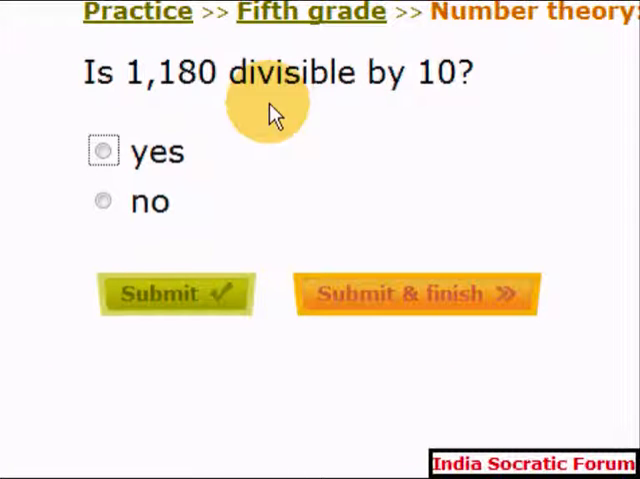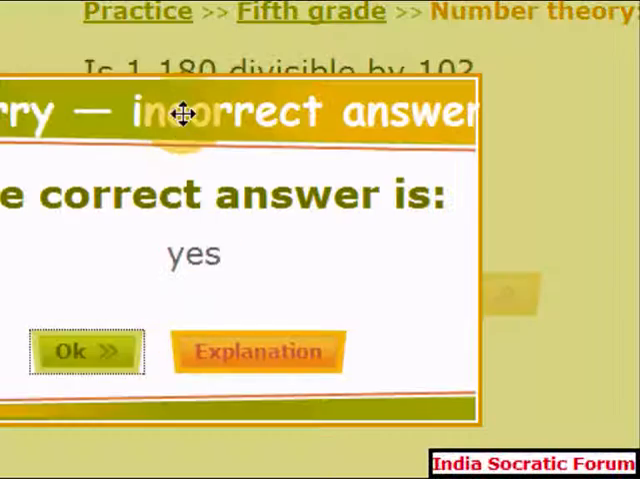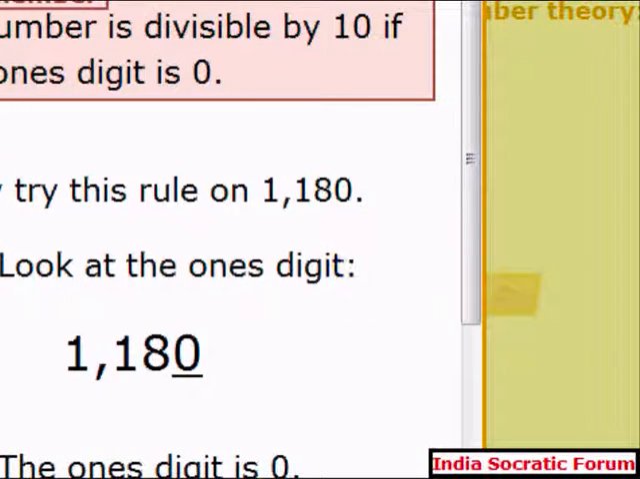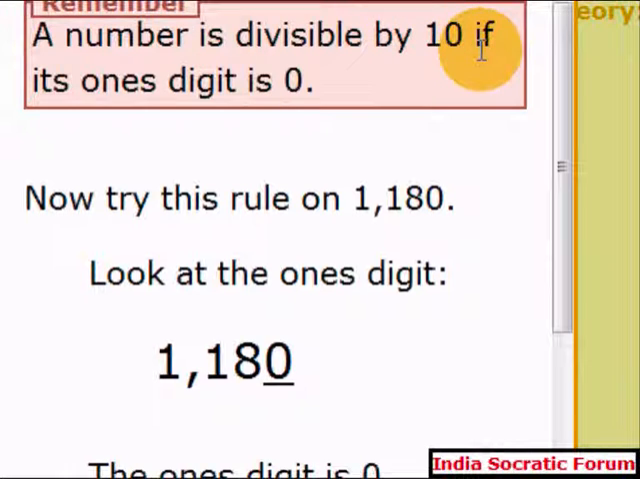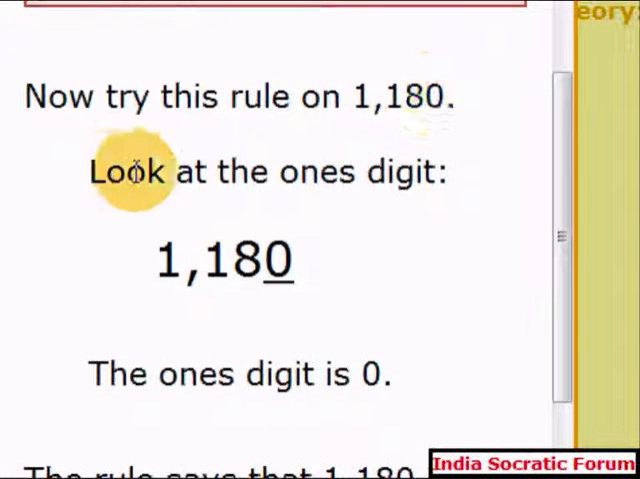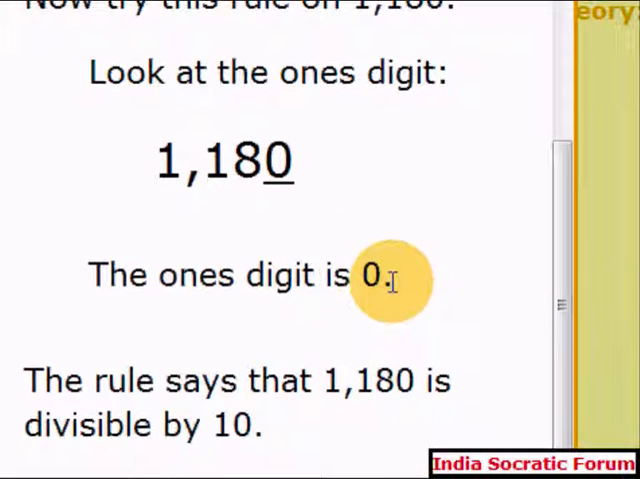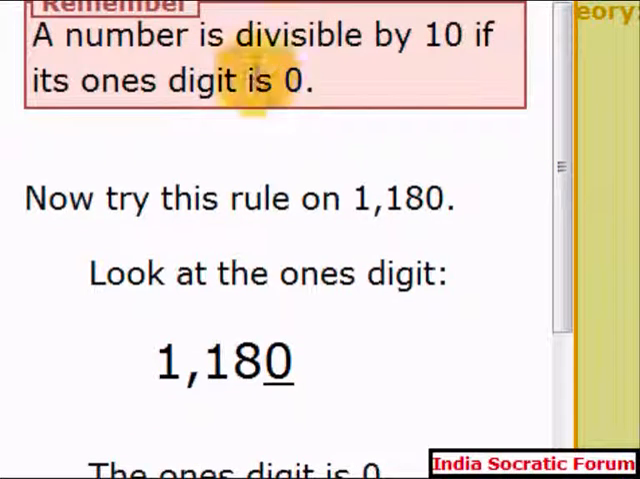Okay, one more. Is 1180 divisible by 10? Pause the video and know the rule. The answer is yes. Do you know why? A number is divisible by 10 if its ones digit is 0. Now try this rule on 1180. Look at the ones digit. What is it? 0. The ones digit is 0. The rule says that 1180 is divisible by 10. Remember the rule.